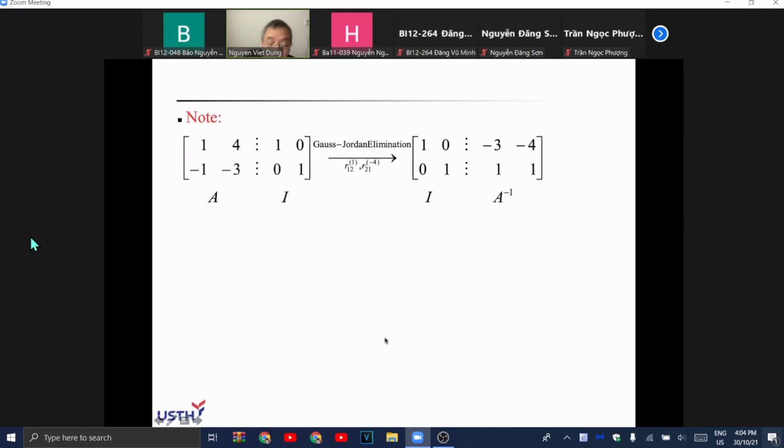So that explains how we can find the inverse by using Gauss-Jordan elimination. In case we apply those operations, those procedures, but A cannot be reduced to the identity, we know that the matrix A is singular, or non-invertible.